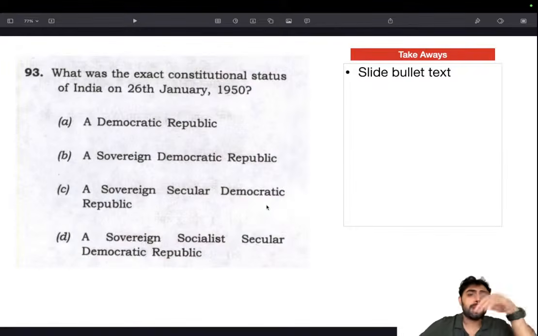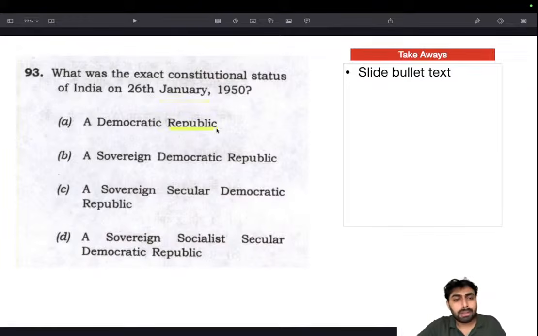Okay. What was the exact constitutional status of India on 26 January 1950? If you read a question like this just now, you will know the answer. There is no confusion to it. It's very easy. But at the same time, people have made it wrong. People who know the preamble, who have read the preamble, who know things like the 44th Amendment, First Amendment, Indian Independence Act, are there. But the question is very plain and simple. The only thing you need to know is 26 January 1950, meaning the country officially became a republic. We adopted the constitution, we enacted the constitution, and we became a republic.